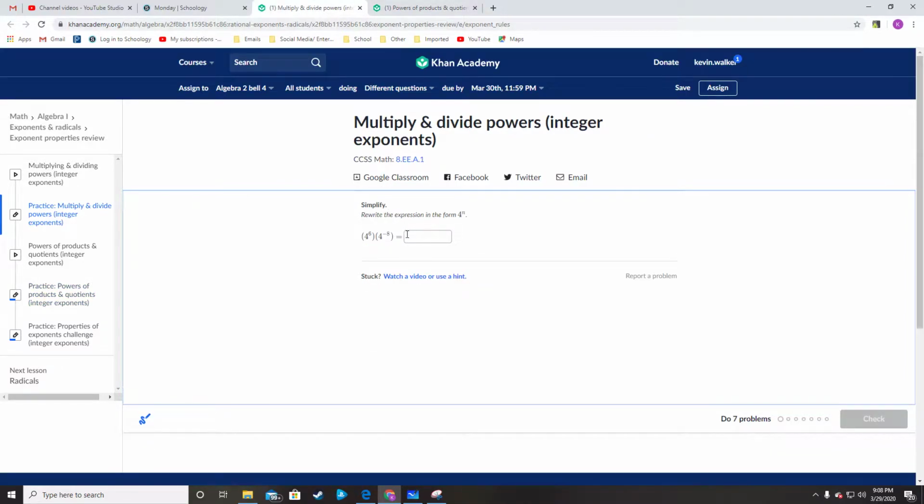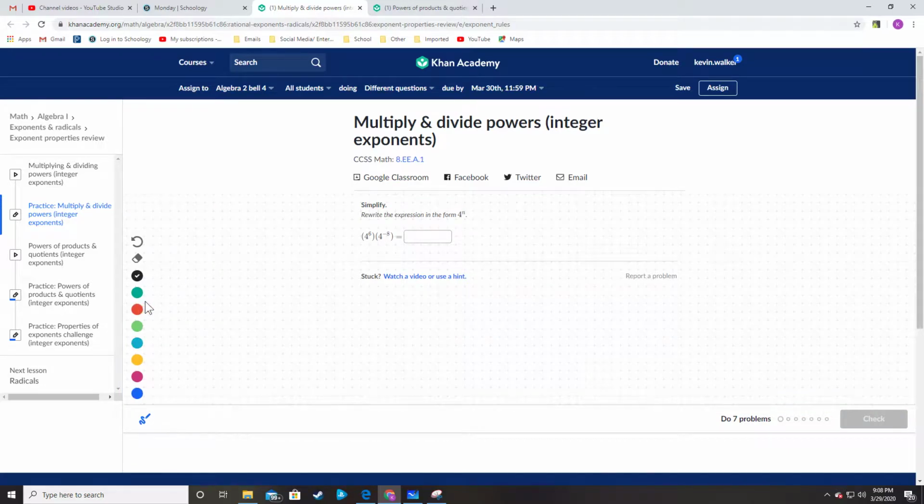So this one right here, we are dealing with multiplying and dividing with powers involved. What we have is 4 to the 6 times 4 to the negative 8th power. Our directions are simple. They want us to simplify it and to rewrite the expression in the form of 4 to the nth power. So what does this all mean? So we have 4 because that is our base here and our base here.